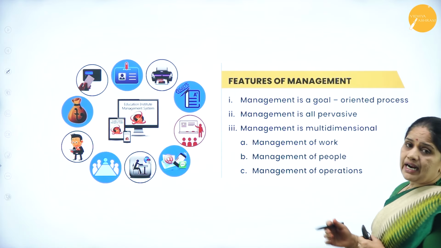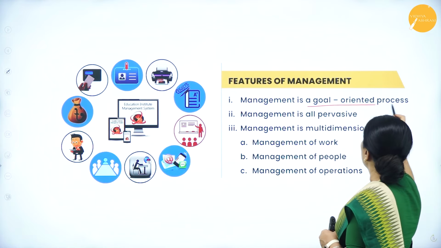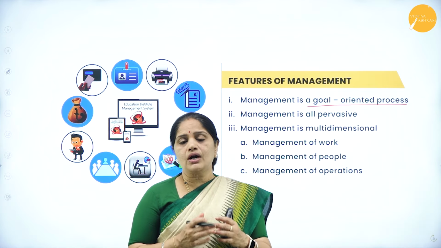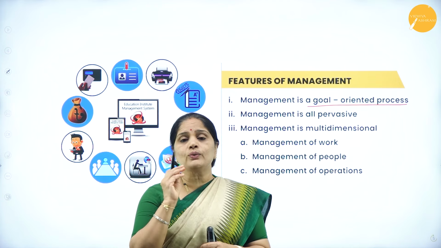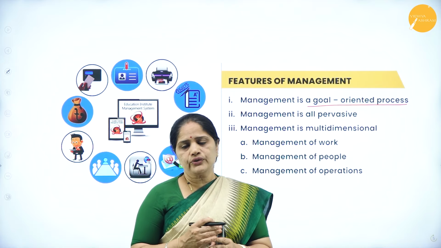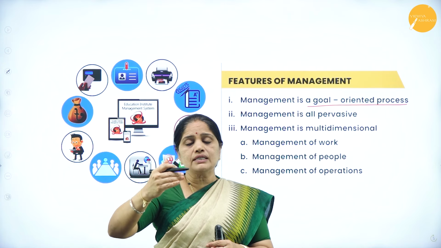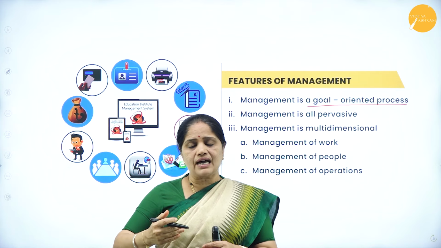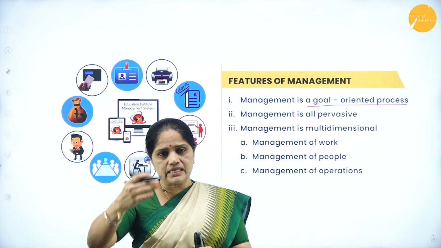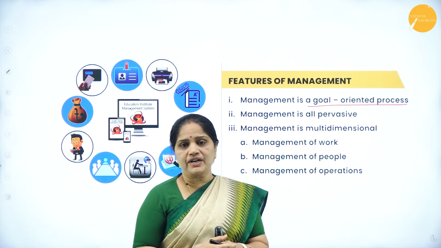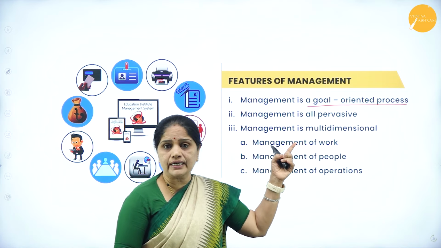Now let us have an understanding of the features of management. Management is a goal-oriented process. Management is called a goal-oriented process because management activities are directed towards achievement of the goals. So you set the goals for the organization, and based on the goals of the organization, all the planning will be done, all the organizing, staffing, directing and controlling is done. So depending on the goals of the organization, all the functions of management will be performed. So that is why we say that management is a goal-oriented process.